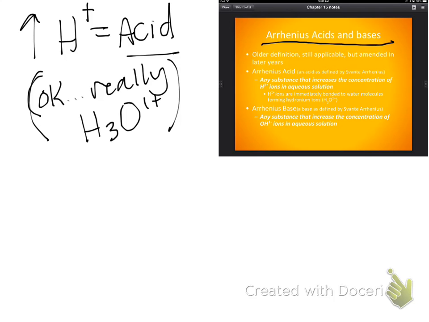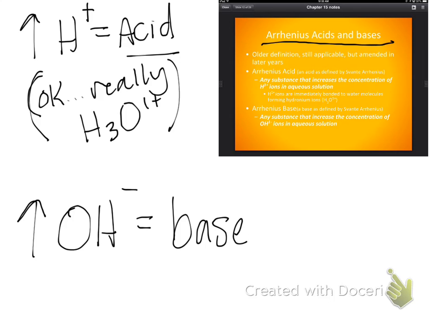But if something increases the concentration of hydrogen ions or hydronium ions in a solution, then it's an acid by this definition. You think, well, okay, if it increases, it's an acid, so if it decreases, it must be a base, right? No. If something increases the concentration of hydroxide ions in a solution, by this definition, then it's a base. So if it increases the concentration of hydroxide ions, it's a base. If it increases the concentration of hydrogen or hydronium ions, it's an acid.